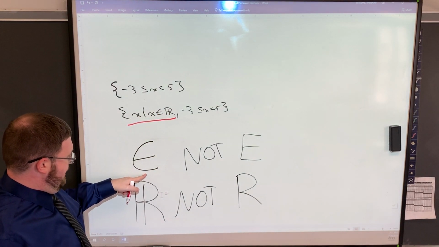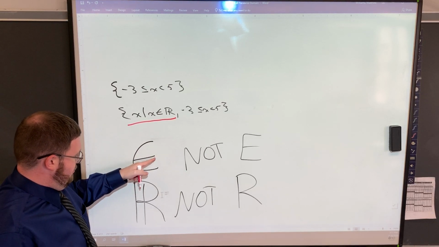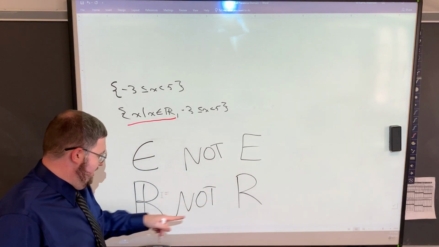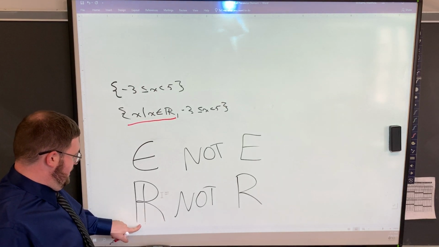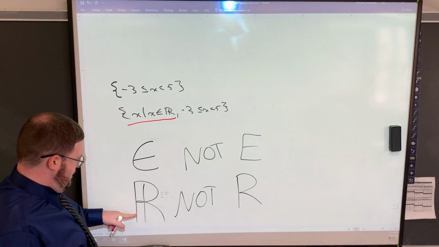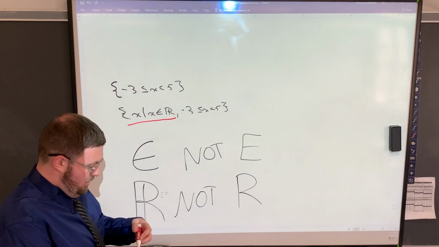This is written like this. It's like a C with a line through the middle of it. It's not a capital E. This real numbers sign is written with 2 bars right there. It is not written like a regular R.